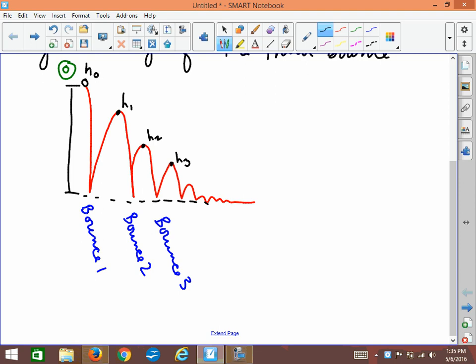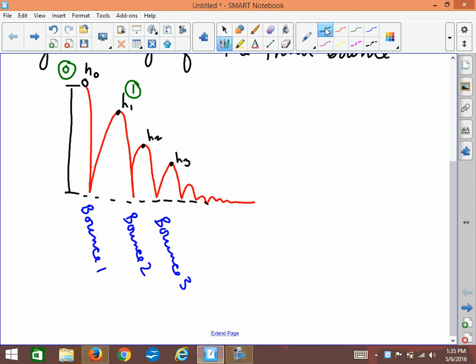So the reason I started with 0 was so that this height number 1 would be the height after the first bounce. So the 1 stands for first bounce height. So that's the terminology that we'll use. To start off, we're going to look at what happens between position 0 and position 1, the position after 1 bounce.